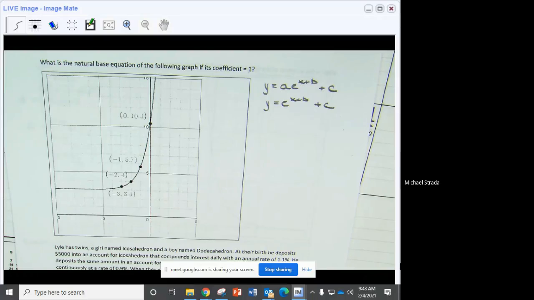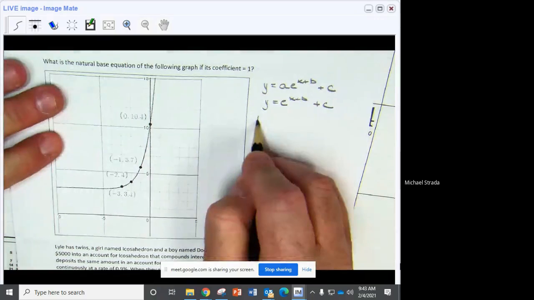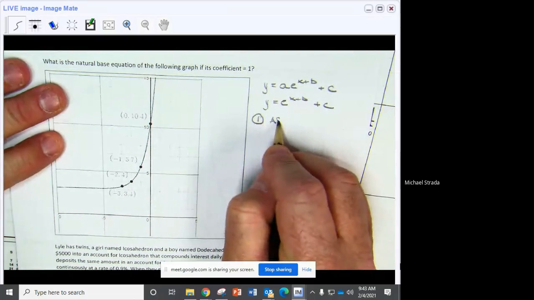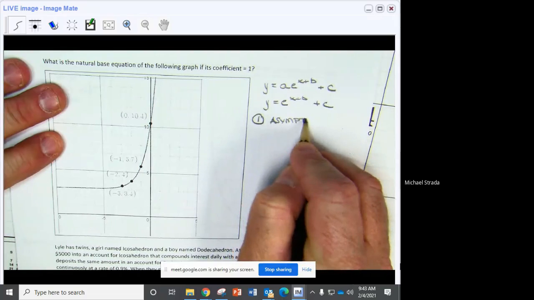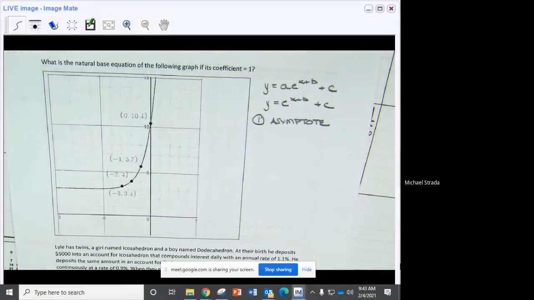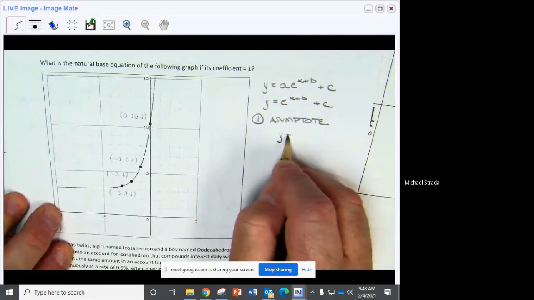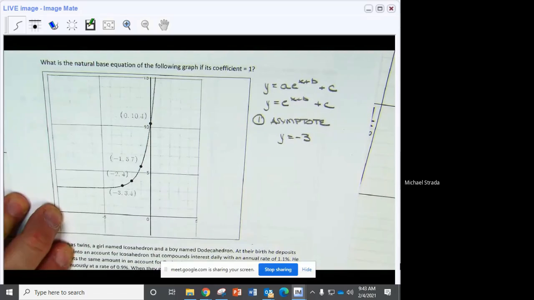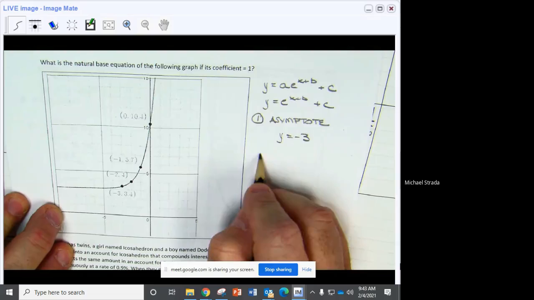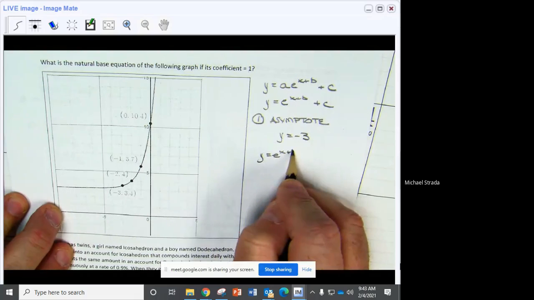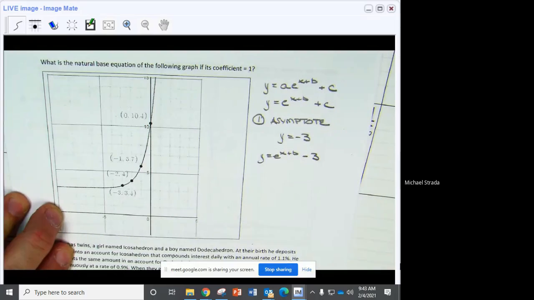Okay. Now, for these, it's a little different because you can't plug in. Number one, identify the asymptote. Identify the asymptote. All right. y equals -3 is your asymptote. All right. So two things. Number one, y equals e^(x+b) minus 3. So we got that part done.